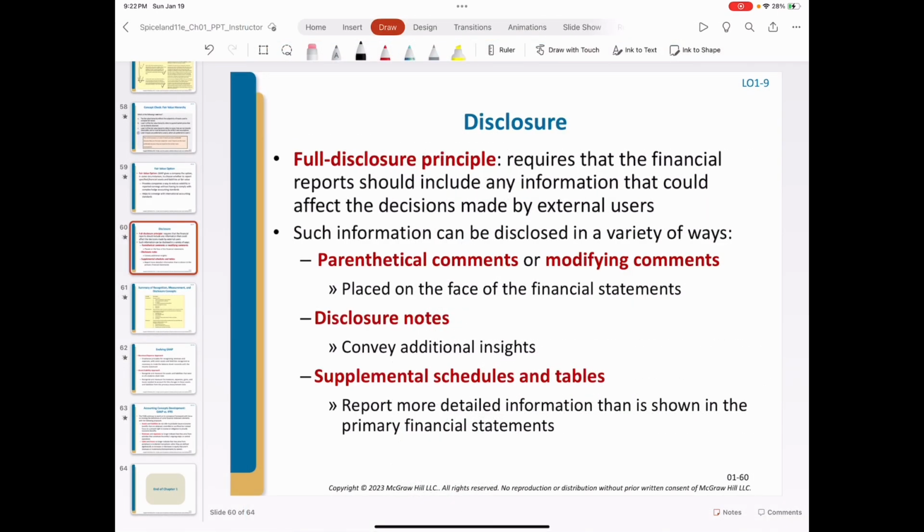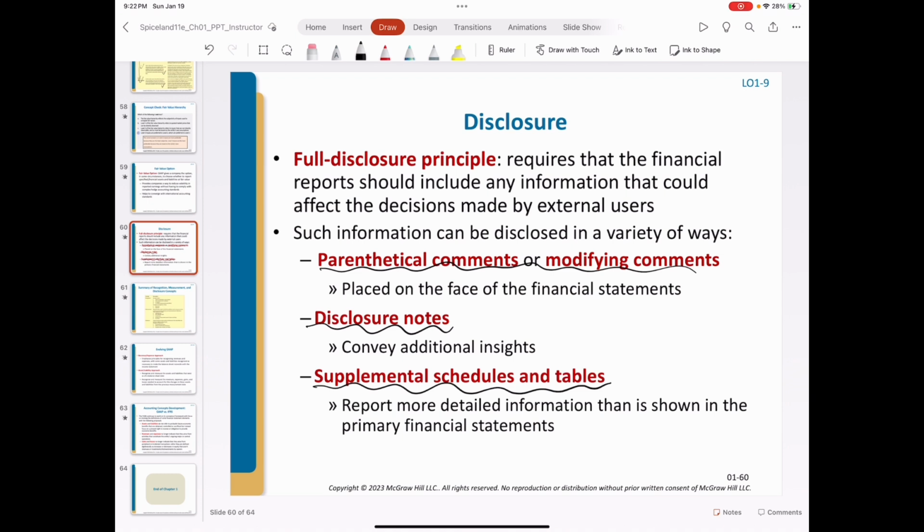Let me introduce the full disclosure principle. This principle requires that the financial reports should include any information that could affect the decisions made by the external users. In typical financial statements or annual reports, we not only see the numbers and tables, but also a lot of textual information. This information is important for the external users. We should also include the comments, the notes, and the supplemental schedules and tables.